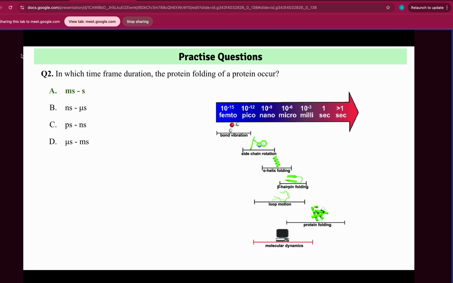So the right answer is milliseconds to seconds. This is the time scale where protein folding takes place. If you want to analyze how the protein is getting folded, then MD simulations need to be performed at this time scale. Only then will we be able to capture the protein folding. Although if you perform it at the microsecond level you will also be able to observe it, it will take a lot of time because these changes are happening at the millisecond and second scale. So we check what vibration or what changes we want to study, and on the basis of that we decide what my MD simulation run time should be.